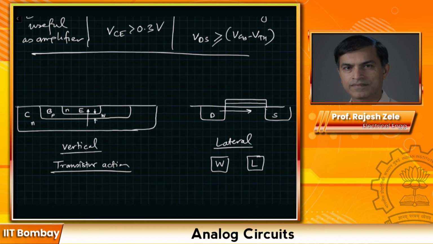So MOSFET offers you a lot more degrees of freedom in that sense, the width and length of the device, to change the current. In case of bipolar, the only thing we can do is change the area of the bipolar. Each bipolar will have the exact same properties, whereas in this case we have a lot more control.